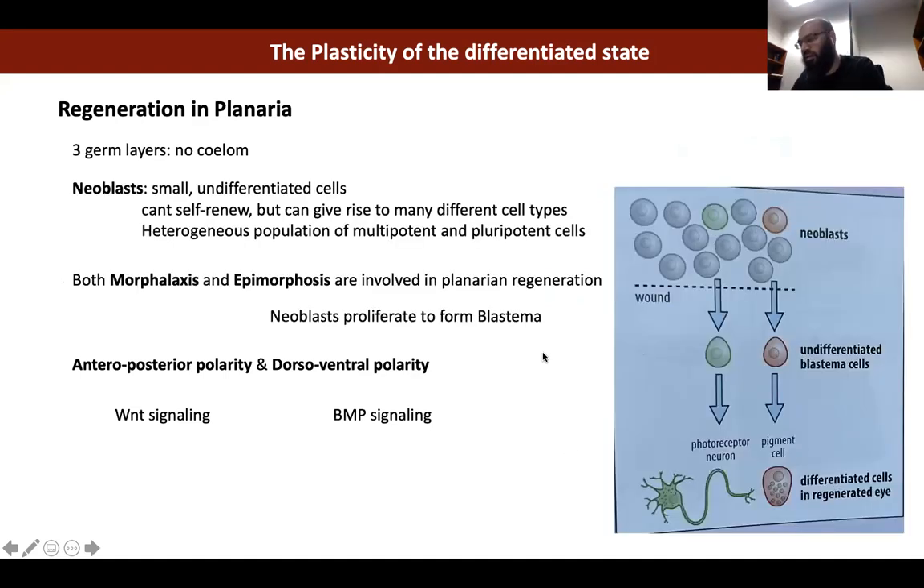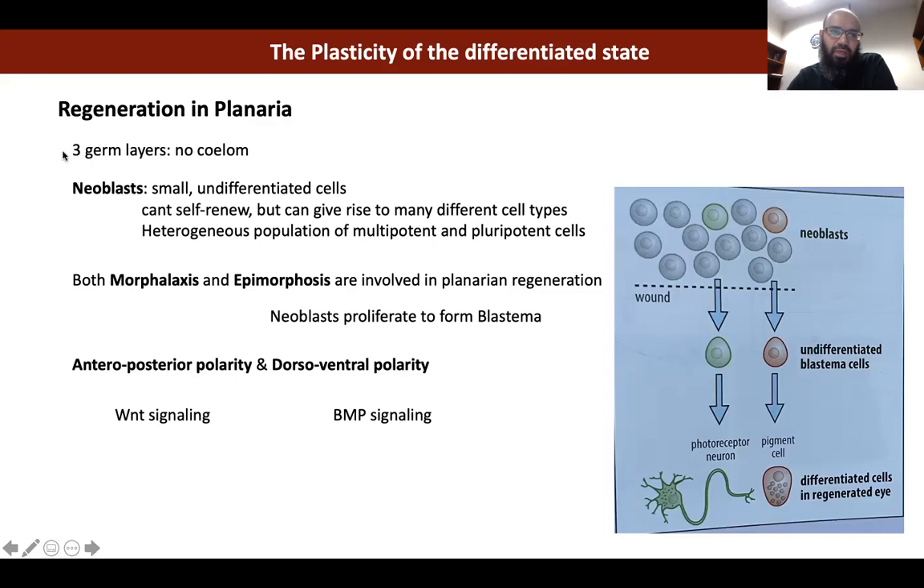Then we consider another example: planaria. Planaria are also invertebrates. They are these flatworms, and they basically show both morphallaxis and epimorphosis. They have a slightly more complicated structure, but not very complicated.